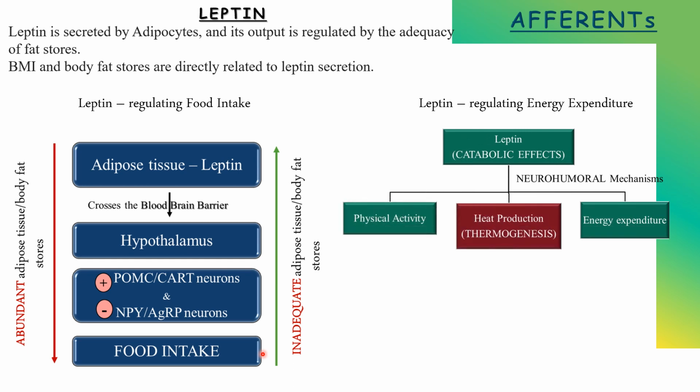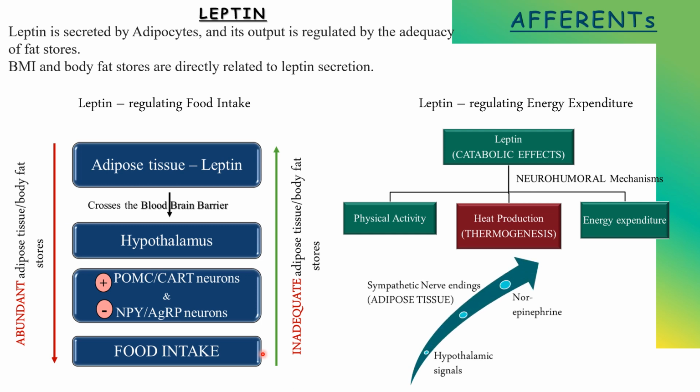Leptin also has a very important and interesting role in controlling thermogenesis, that is your heat production. The hypothalamic signals increase the norepinephrine by stimulating the sympathetic nerve endings in your adipose tissue, thereby controlling the heat production by catabolic effects.